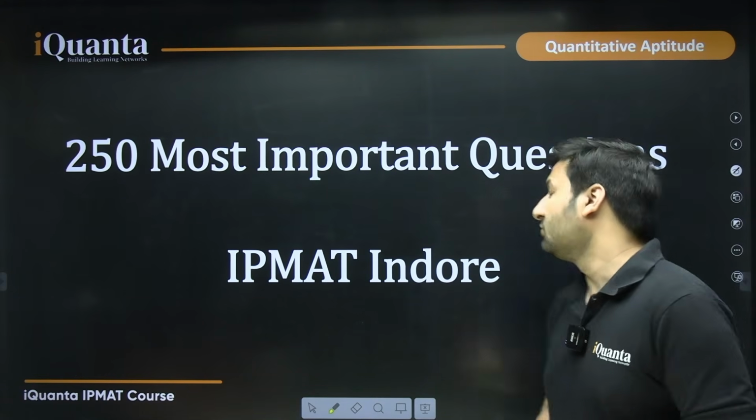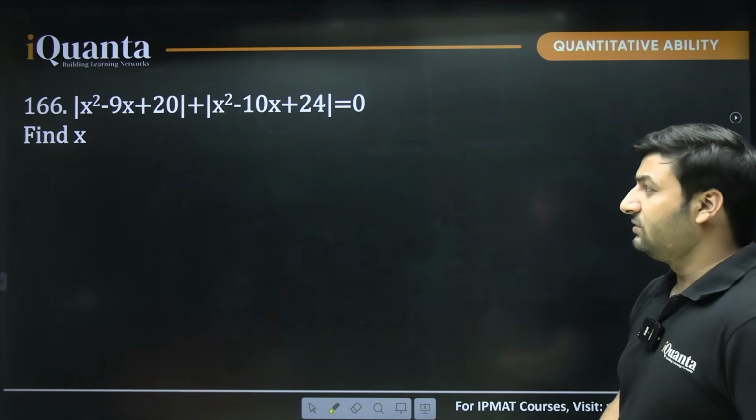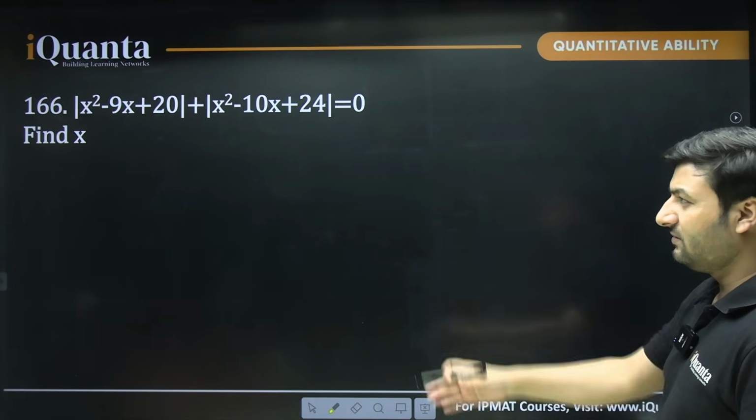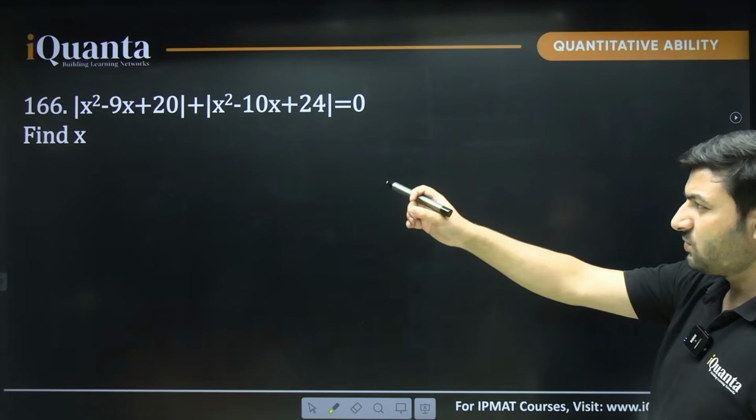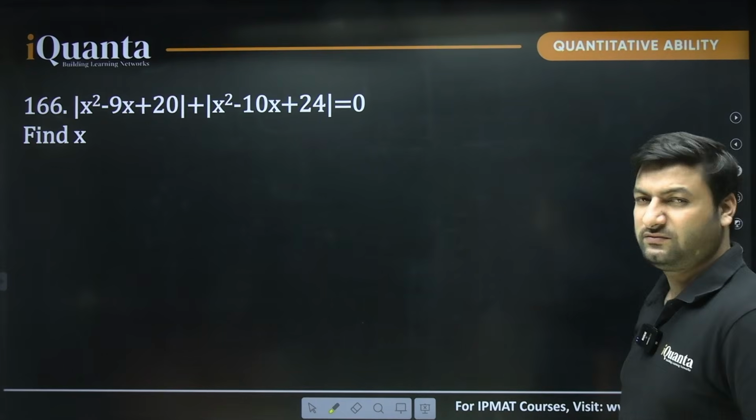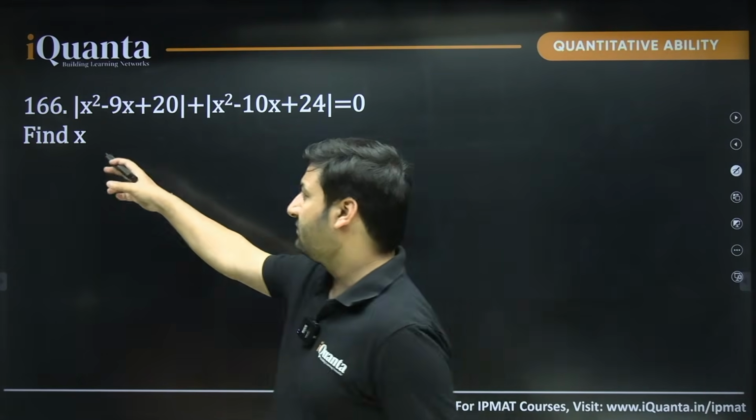Let's go ahead. So this is the question. I think I also gave this to you as homework. Question 166: mod of x square minus 9x plus 20 plus mod of x square minus 10x plus 24 equal to 0, find x. So we want such a value of x which satisfies this.